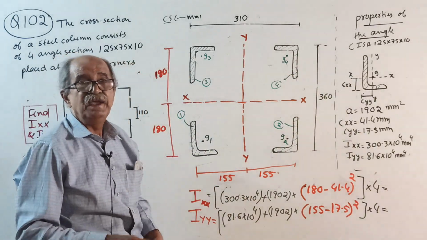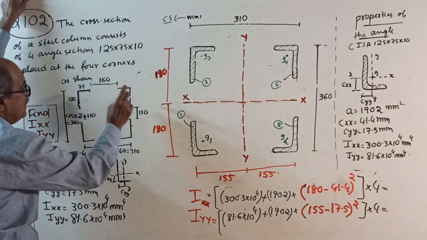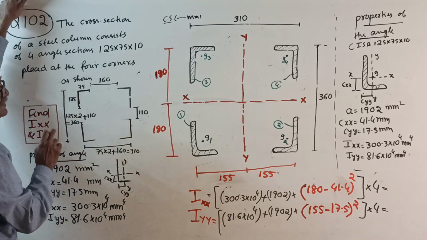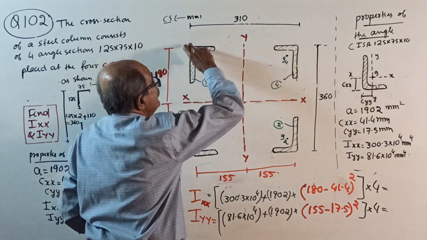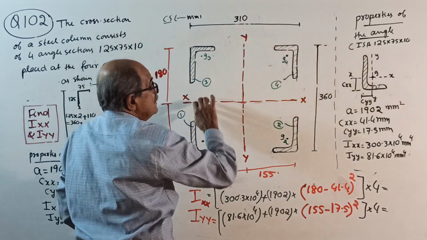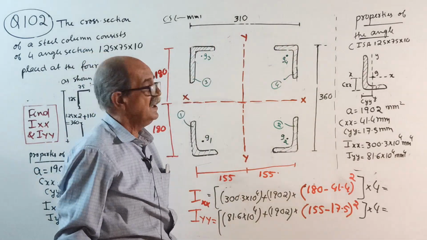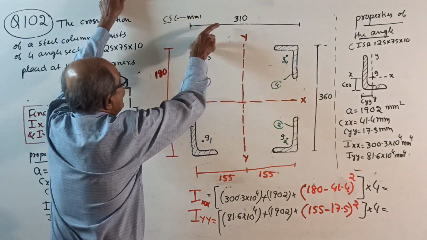Make a note, in the question, they may not give 160 and 110. In the sketch only they will tell you 310 and 360. Either they will give you the clear distance, then you find the outer distance, or if they give the outer distance, we want outer distance only. Okay, now see, everywhere longer leg vertical, shorter leg horizontal.